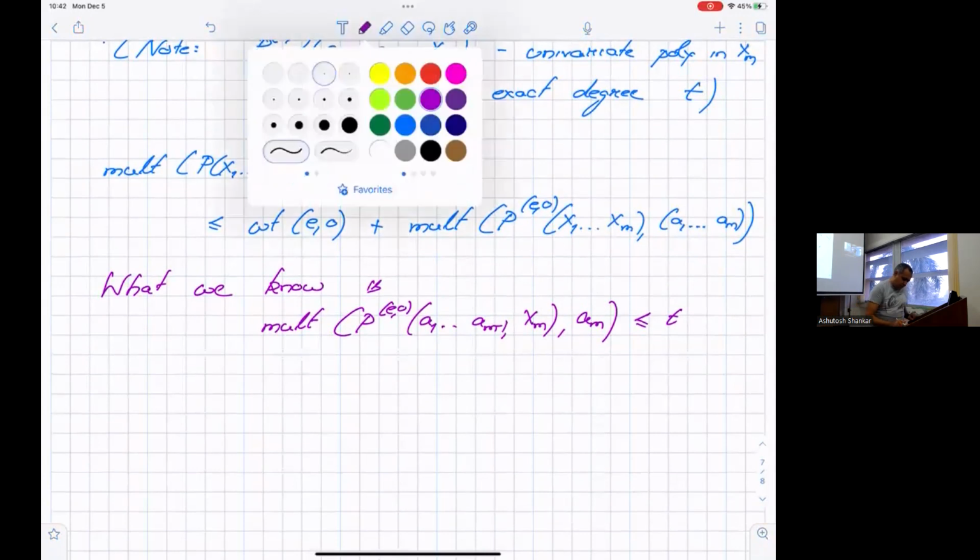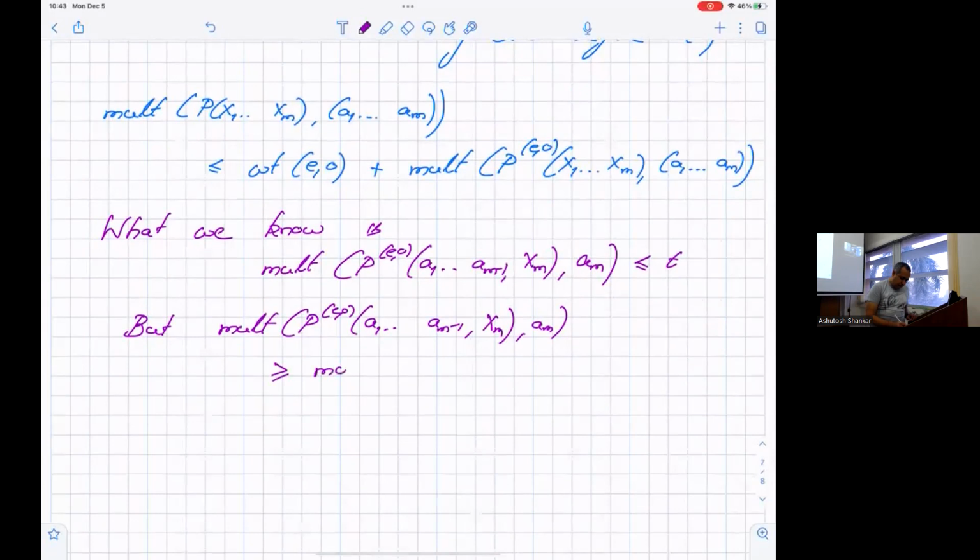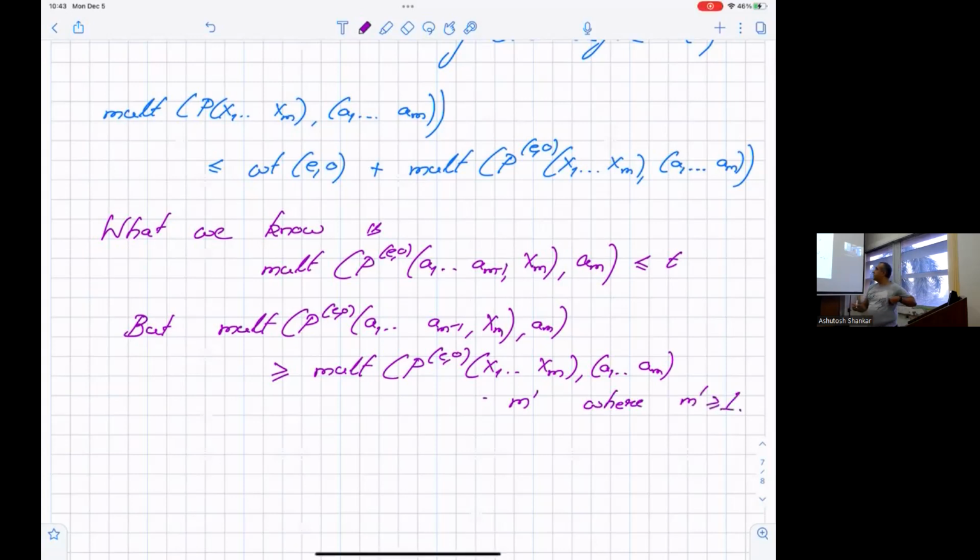But what do you have? The multiplicity of P_E0 at x1 to xm, rather, related this way, this at a1 to a_(m-1), x_m at the point a_m. This again is the composition of P_E0 and the function which takes q1, q2, q3, which are going to constants, and the last one staying x_m. Therefore, this is at least the multiplicity of P_E0 of x1 to xm at a1 to am times something m', where m' is a number larger than or equal to 1. We saw this last time, and that's all that we cared for.